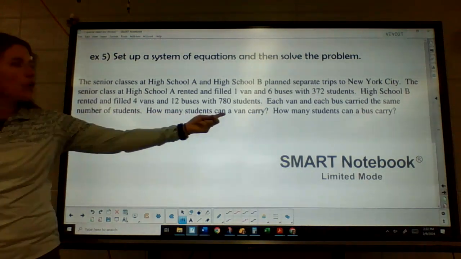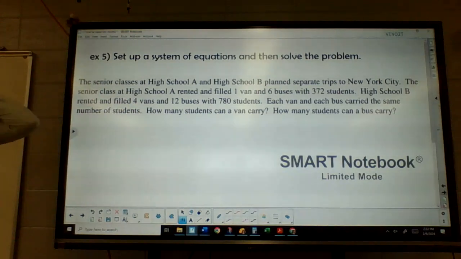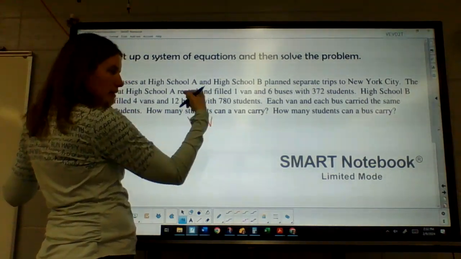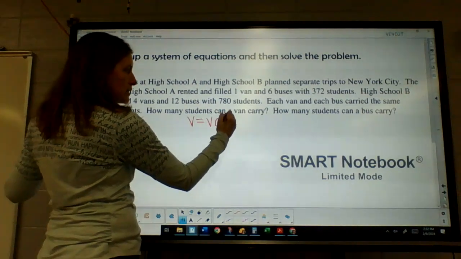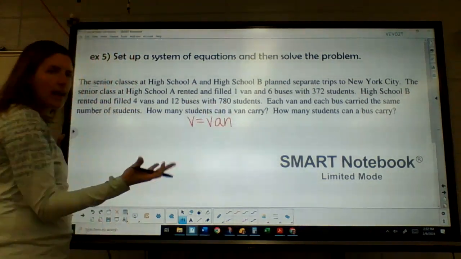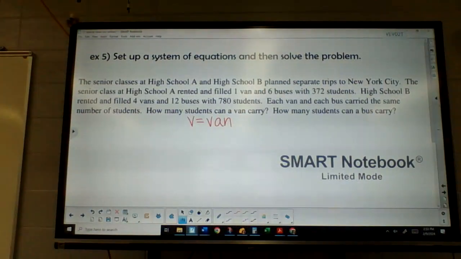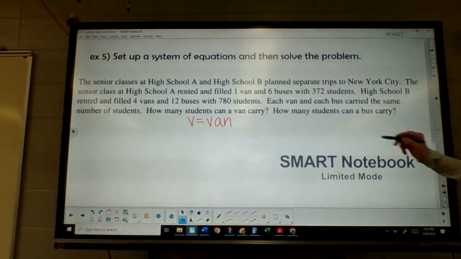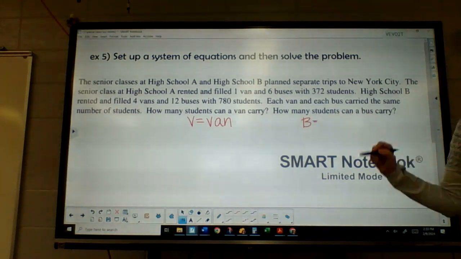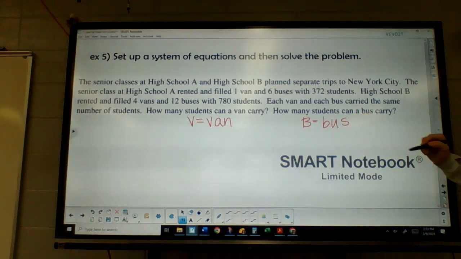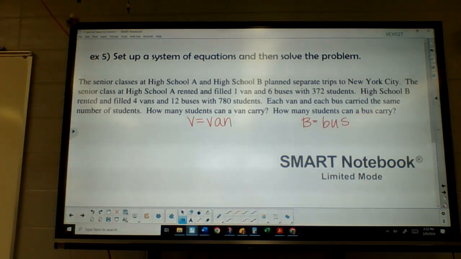Now, looking at the question, how many students can a van carry? So I'm going to pick V as my unknown, as van, like the number of van kids. Now, I don't like using B for bus, but I'm going to use a capital B. A lowercase b a lot of times looks like a 6 when I write it. Otherwise I won't remember what anything stood for. You could just use X and Y.